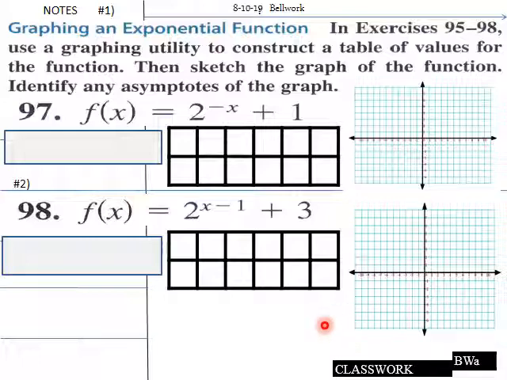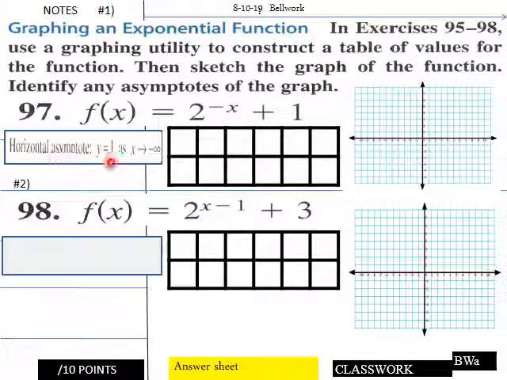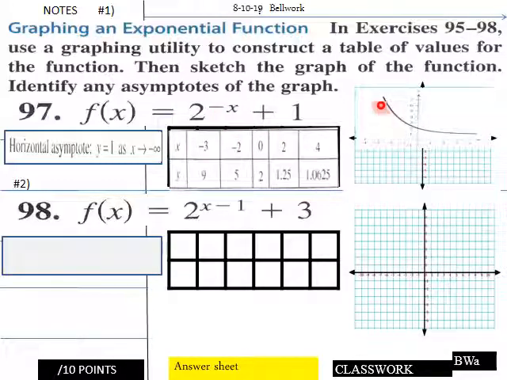Okay, welcome back for today's solutions. On our bell work, up here you have a horizontal asymptote of y equals 1, which would be about here as x goes to negative infinity. So as x goes to negative infinity, y equals 1 will be an asymptote for that. And then here is a table of values for this function up here, 2 to the negative x plus 1. And then here would be your graph. So this would be your asymptote here, y equals 1.